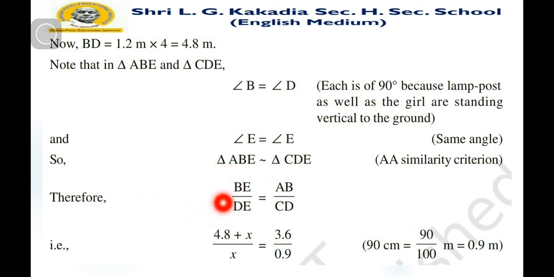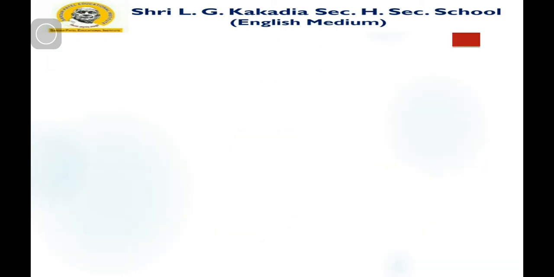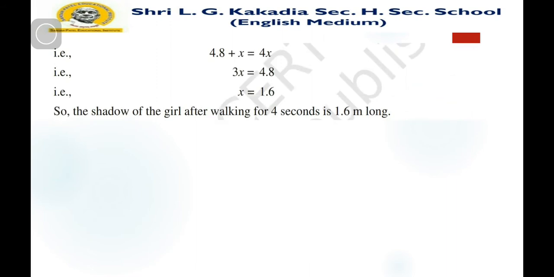Therefore, taking the ratio, BE upon DE is equal to AB upon CD. Here BE is the sum of BD plus DE, that is 4.8 plus x, upon x, equals AB, that is 3.6, upon CD, that is 0.9, because 90 centimeters is equal to 90 upon 100 meters, which is 0.9 meters. So 4.8 plus x is equal to 4x, 3x is equal to 4.8, and hence x is equal to 1.6. So the shadow of the girl after walking for 4 seconds is 1.6 meters long.